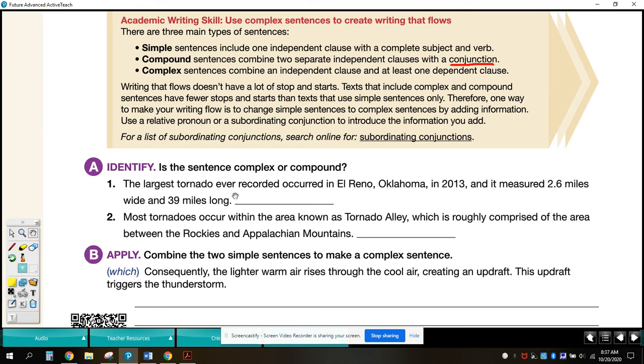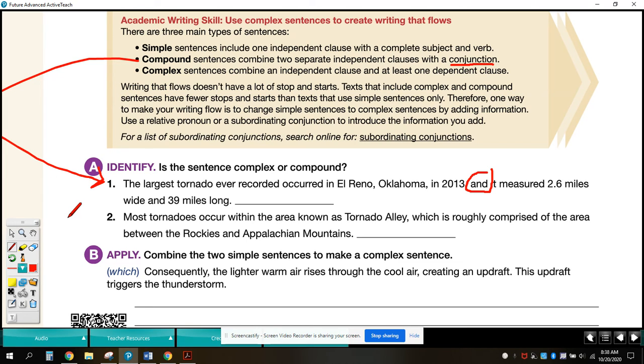The largest tornado ever recorded occurred in El Reno, Oklahoma in 2013, and it measured 2.6 miles wide and 39 miles long. Here we see a conjunction, and so this is an example of a compound sentence.